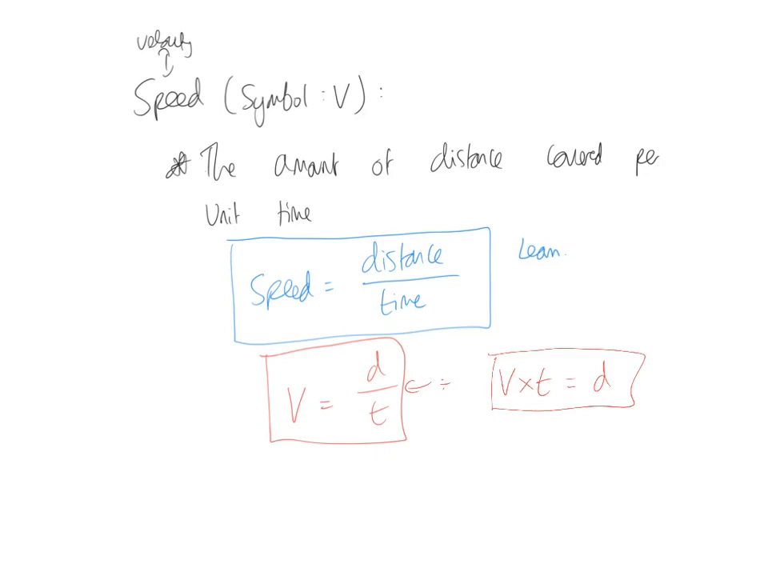And now if we wanted to get time by itself, we can see that at the moment they're times together, so we need to do the opposite. We divide both sides by speed to have time by itself. And that will give us time equals distance divided by speed. So there's the two equations there. There is a triangle. Remember, it's best you learn how to rearrange it, but if you want the triangle, V times T and D goes up the top. So that's speed, and that's how you calculate it.